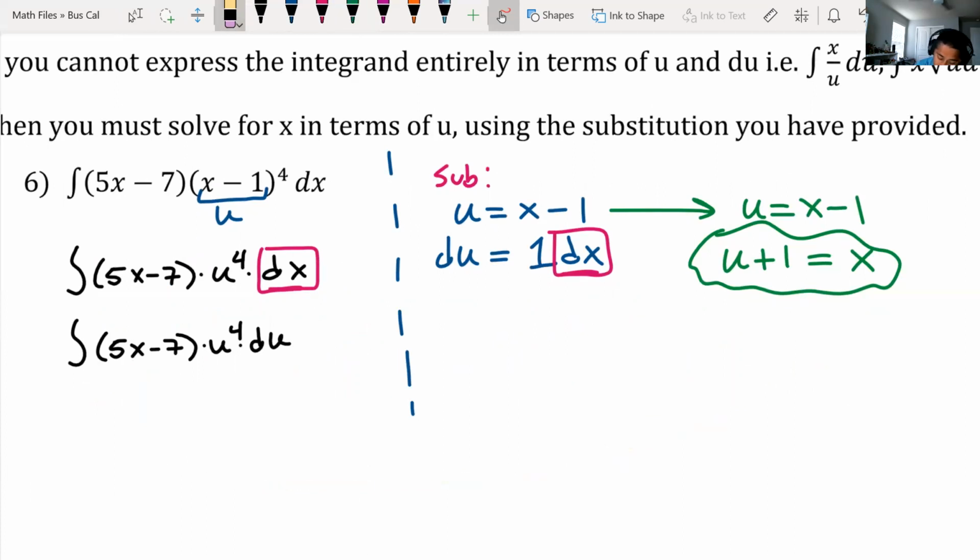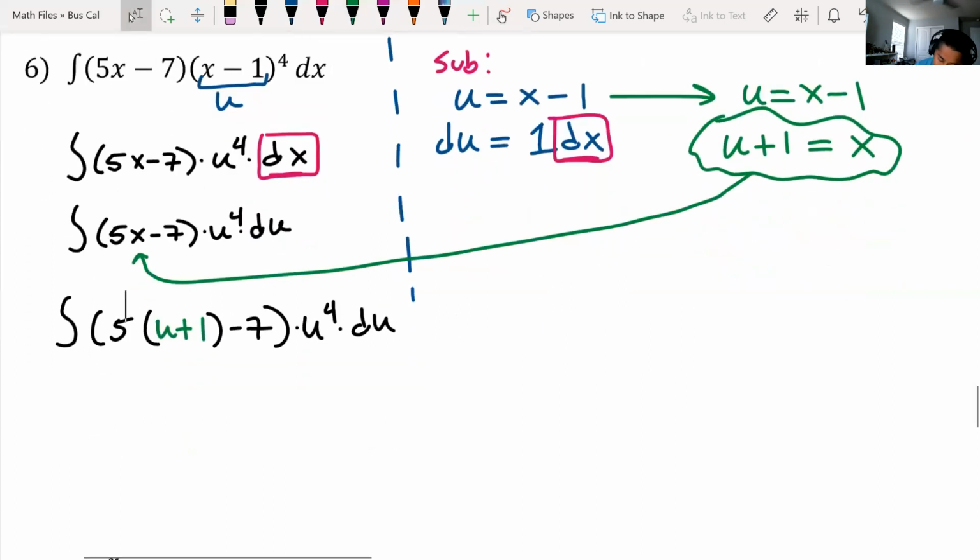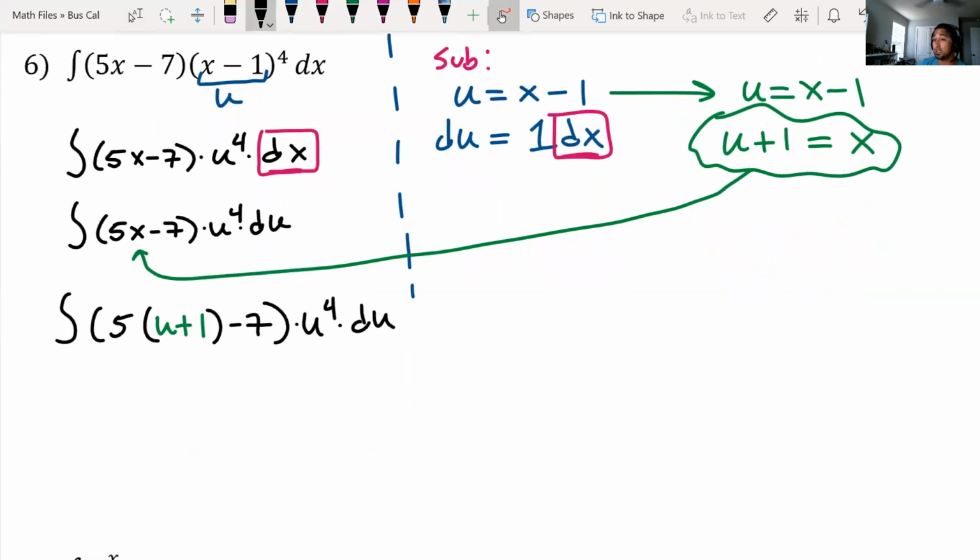So here's what we have. My new integral is now the integral of 5 times my new x value of u plus 1 minus 7 times u to the 4th du. You guys see what I did there? Yes, sir. Here, I can now draw this arrow here. There we go. Okay, now we just have to clean this up.